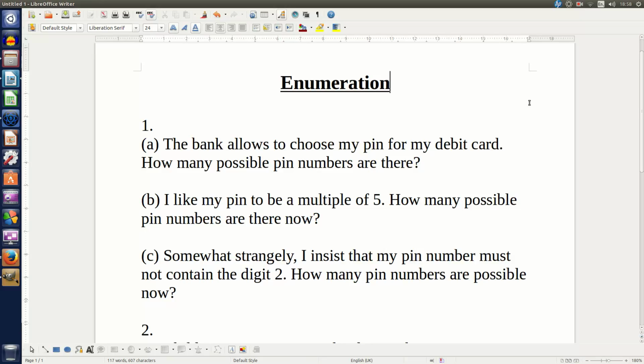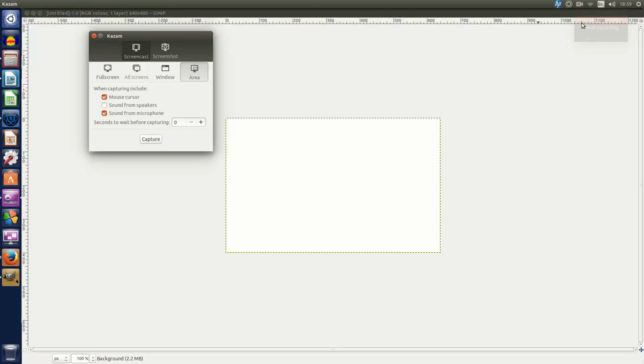It's certainly a topic which only the very strongest students will really conquer. That said, even quite weak students can get the hang of the basics, so let's just jump into it with this problem right in front of us. Now, as I'm sure you're all aware, the bank allows you to choose your PIN for your debit card. How many possible PIN numbers are there? That's just my first question.